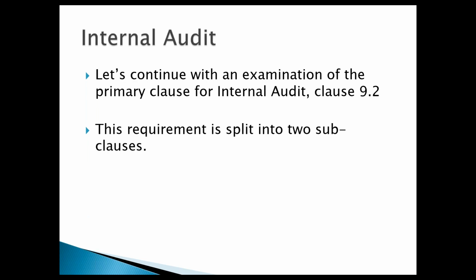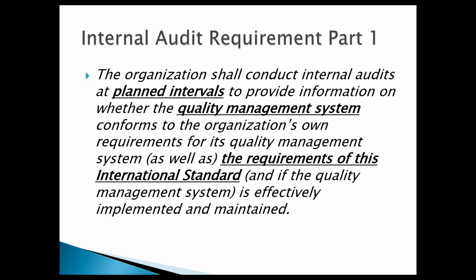Okay, the second most often cited item in the ISO 9001 audits is the internal audit requirement. Now, internal audit requirements are found right next door to management review in section 9.2. And this requirement is found in two subclauses. So in part one, again, we've got a couple of key items here. Again, we have planned intervals for internal audits. And I want you to note the verbiage on quality management system. Internal audits providing information on the quality management system. Hold that thought. And ensuring also that the requirements of this international standard is effectively implemented and maintained.